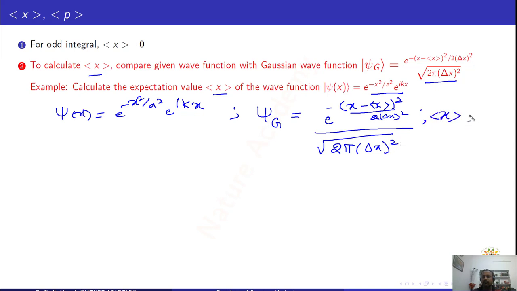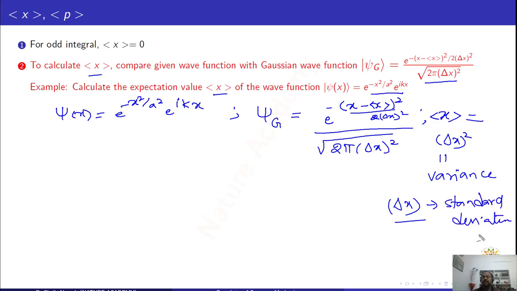Here, this is the expectation value of the position operator, and delta x whole square is nothing but the variance. So I can call it the variance of the system, and delta x is the standard deviation. Delta x is the standard deviation, delta x whole square is the variance, whereas the expectation value of x is the mean. So compare the given wave function with the Gaussian wave function. I'll write this given wave function as e power minus (x minus 0) whole square divided by a square, times e power ikx. So this is the given wave function.